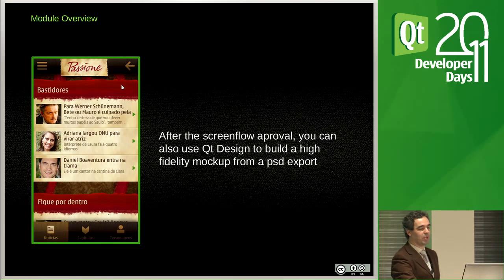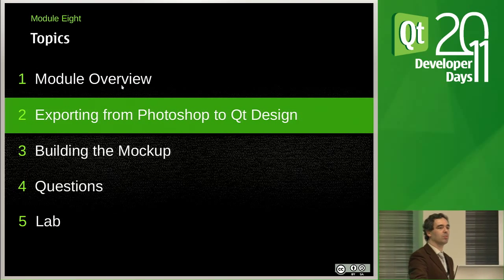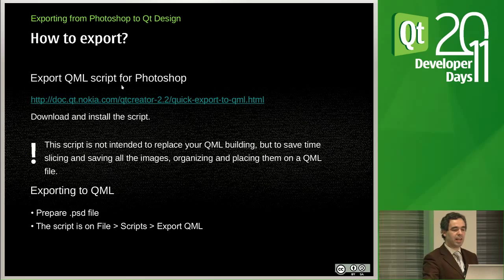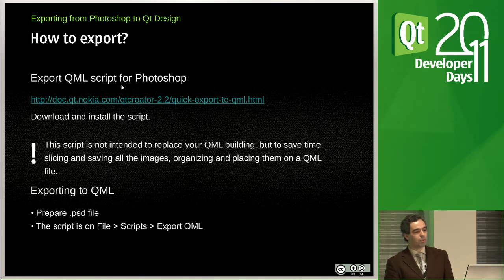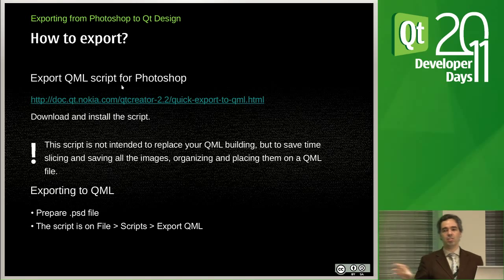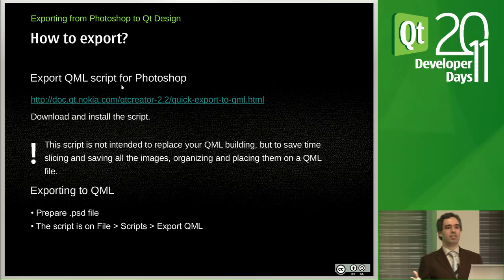So the idea here is that we have something that we've done in Photoshop. The designer will have this prepared in Photoshop, and then he exports it to QML. There are a few scripts from Nokia that do that. You have one file, you execute a script. The script, by the way, is not something you need to run on a command line. It'll show up as an option in Photoshop or GIMP, and I think it works for Illustrator as well, where you say, export this design into QML. So that's easy, right?